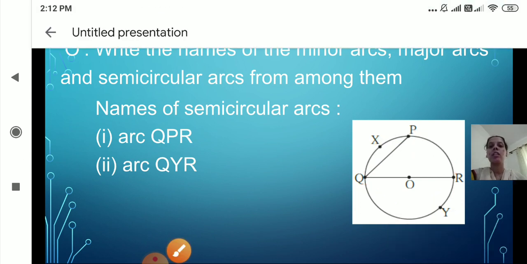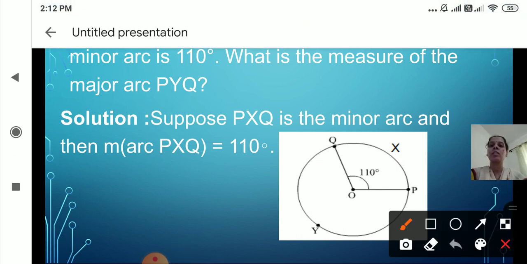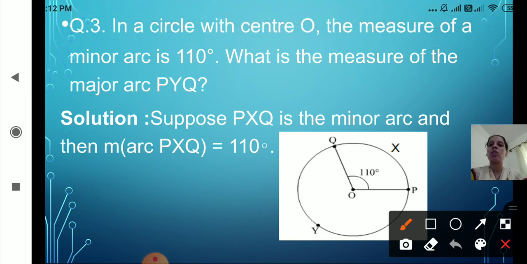Now we will see the next question, question number 3. In a circle with center O, the measure of a minor arc is 110 degrees. What is the measure of the major arc PYQ? In this circle, the measure of the minor arc, the smaller arc, is given. This is 110 degrees, right? Now we have to find the measure of the major arc PYQ. How will you find the measure of this PYQ?